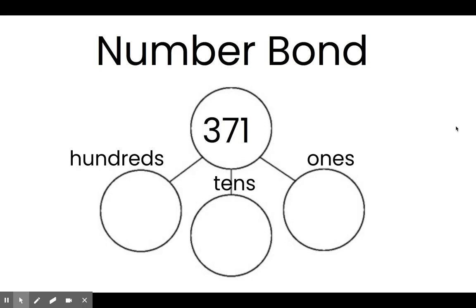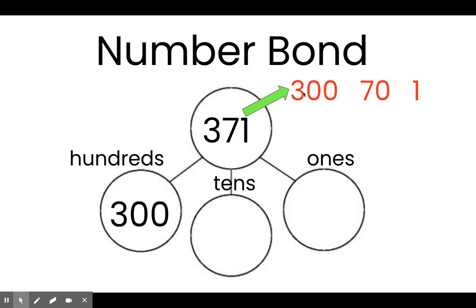Let's look at our number bond. I have the number 371. I have lines drawn out on this number bond, a spot for hundreds, tens, and ones. I want to break apart 371 into its unit parts. I could think of 371 as 370 and 1. This is just expanding it.